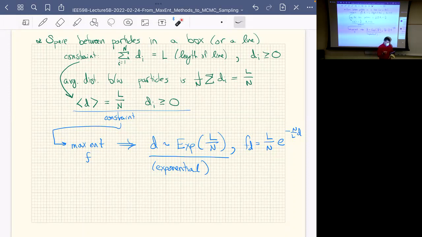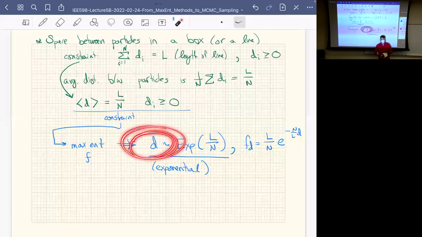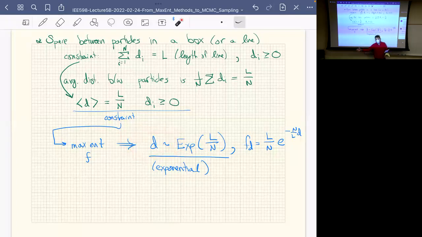Or if I were to say it the other way, if I were to take these distances and add them up, starting from the left and going all the way to the right, and putting particles at each one of those distances, I would get a uniform distribution of particles throughout that box. So there is a relationship between the uniform distribution and the exponential distribution. And this also works in time.